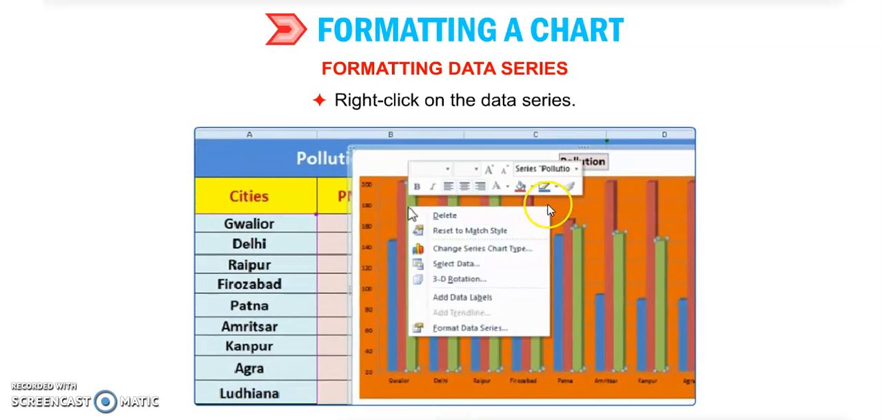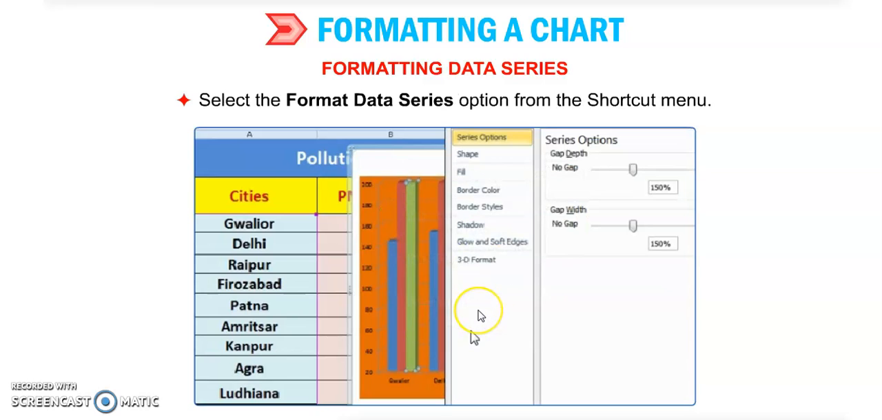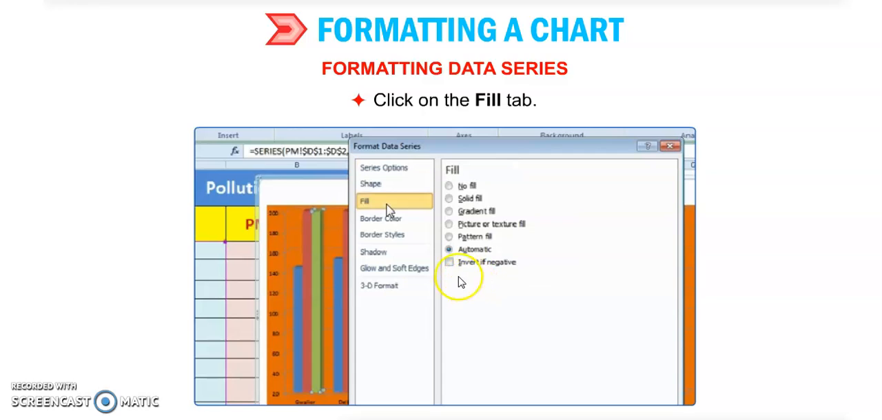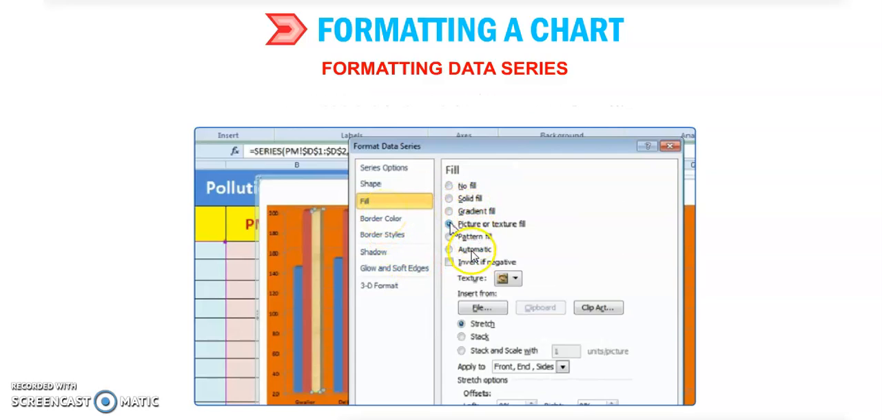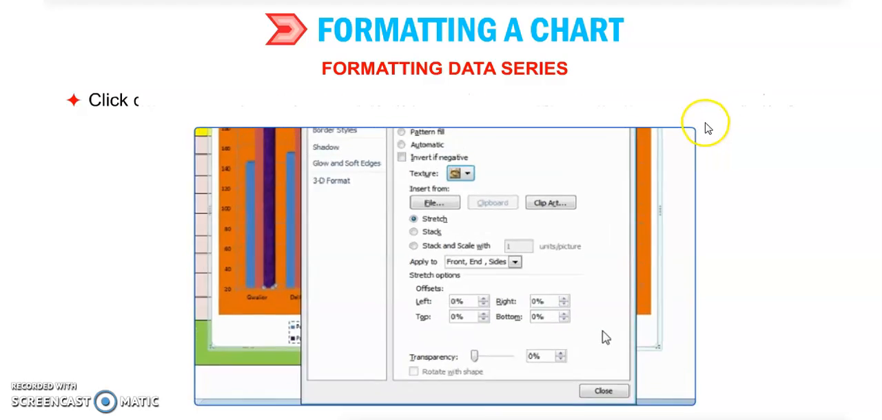Right click on the data series. First you have to right click and then select the Format Data Series option from the shortcut menu. Then the Format Data Series dialog box will appear. Then click on the Fill tab. Choose a picture or texture fill option, whatever you want to fill in the bar. There is a texture drop down button. Select any texture from the display choice.